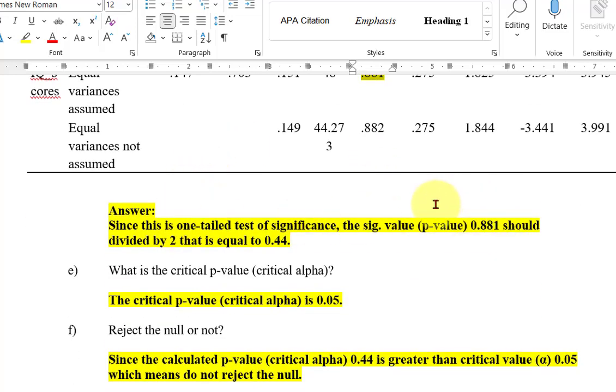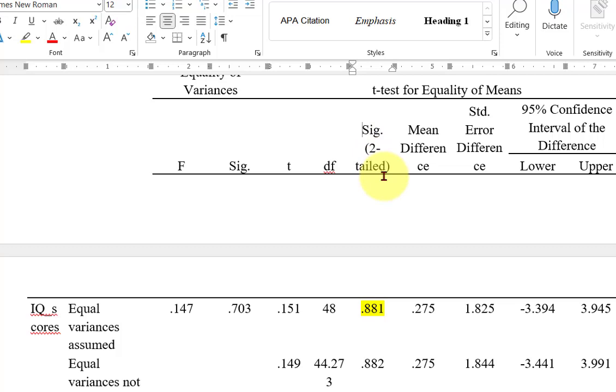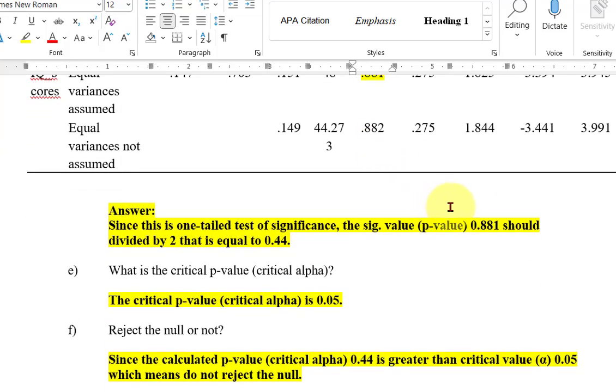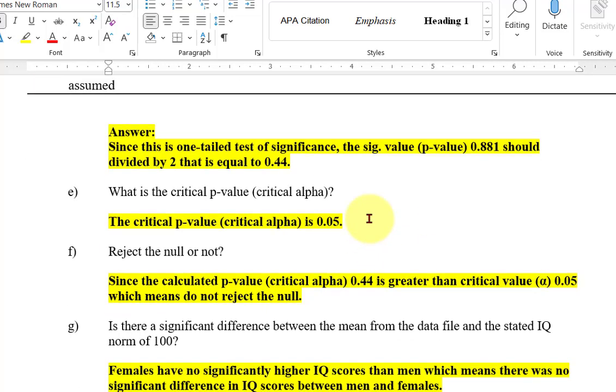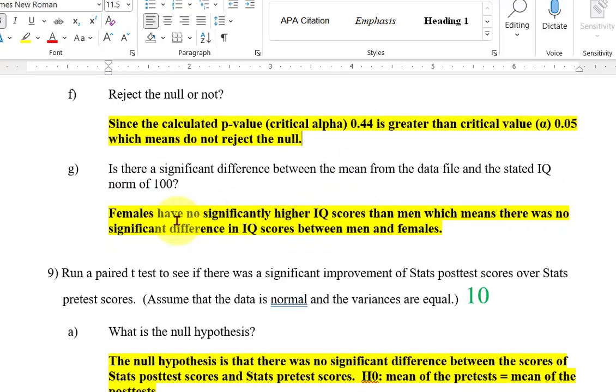And we have to divide it by 2, right? Because this is a two-tailed test. What this is, right? It gives out two-tailed p-values, but it's a one-tailed test, so all you do is divide it by 2. A lot of you people missed that one, but I think I might have given it to you anyway. Just remember, if it's a one-tailed test and they give you a two-tailed test of significance, divide by 2. And it was still not significant, so we do not reject the null, and there is no proof. The data does not support that females have significantly higher IQ scores than men.